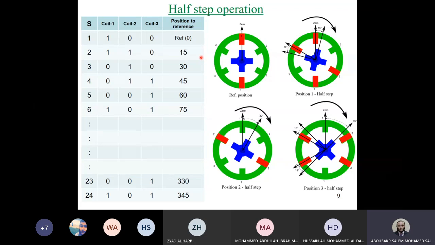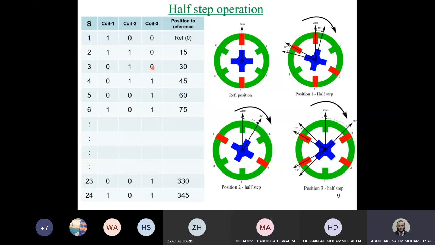What's the meaning of half step operation? Let's compare position number 1 and 3 here, with the full step operation, positions number 1 and 2. If you can find here position number 1, coil 1 energized, and 2, 3 are de-energized, and the motor stopped at reference 0. For step number 3 here, coil number 2 is energized and other coils are de-energized, which is the same like step number 2 in the full step operation.